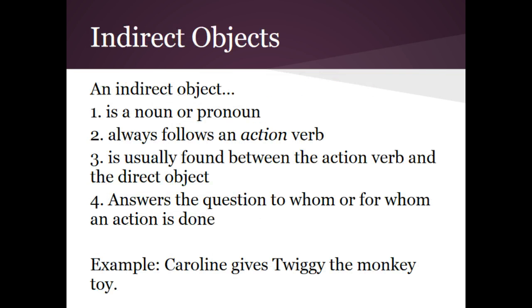Direct objects can also come with an indirect object. An indirect object is also a noun or a pronoun, and it too will always come with an action verb. An indirect object is a little like my sister Pam.